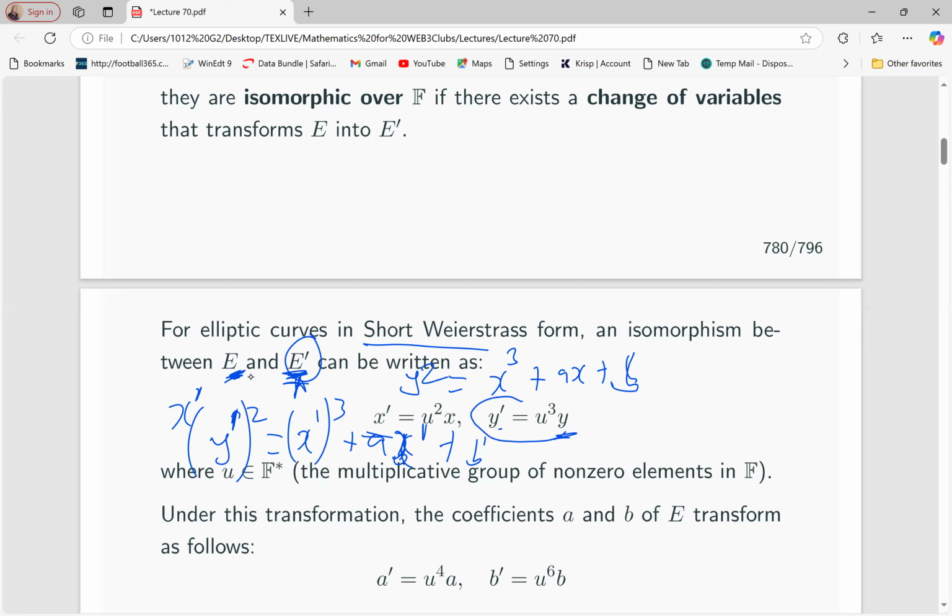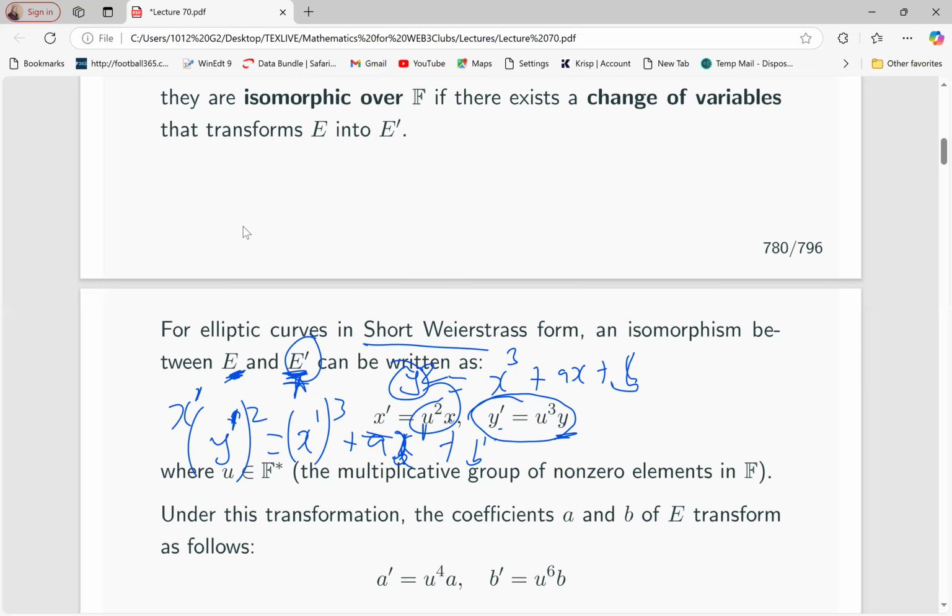We are saying that to get y prime, there must be some u. So that u is what we'll be looking for. So there must be some u, so that when you cube that u and multiply by the y from this curve, you get y prime. And that same u, when you square it and multiply by x, it must give you x prime. So that's what we'll be doing.